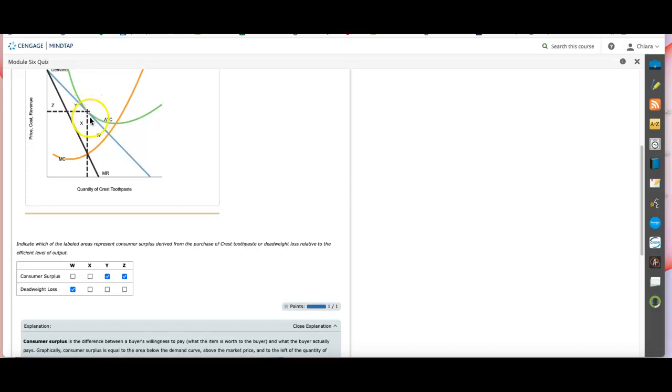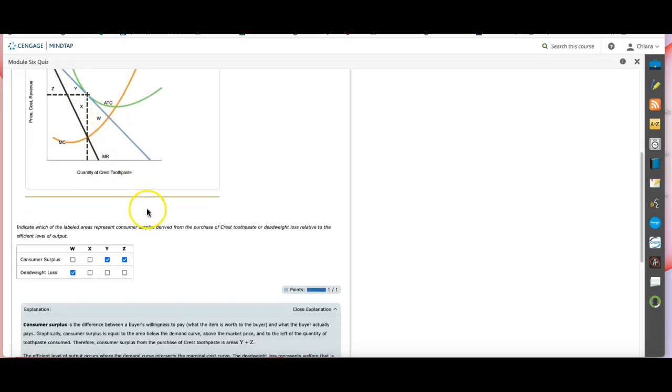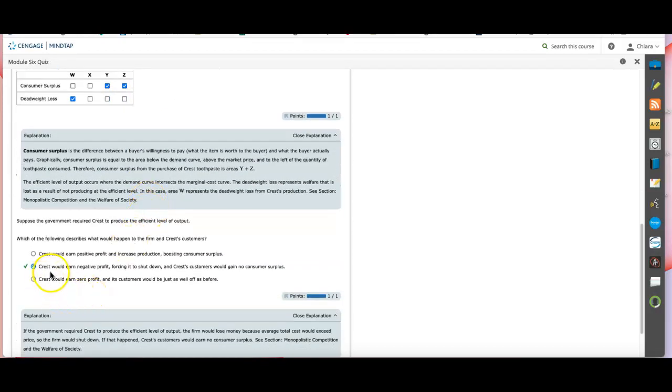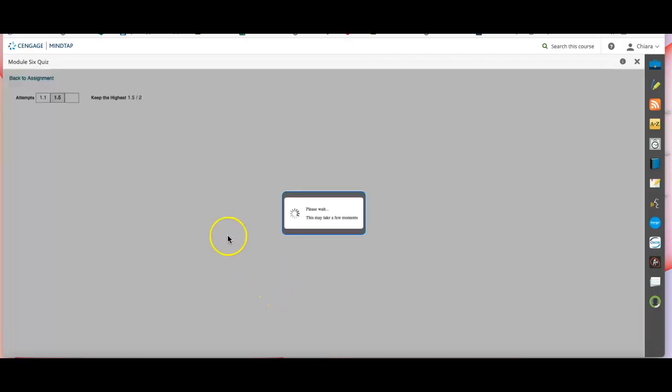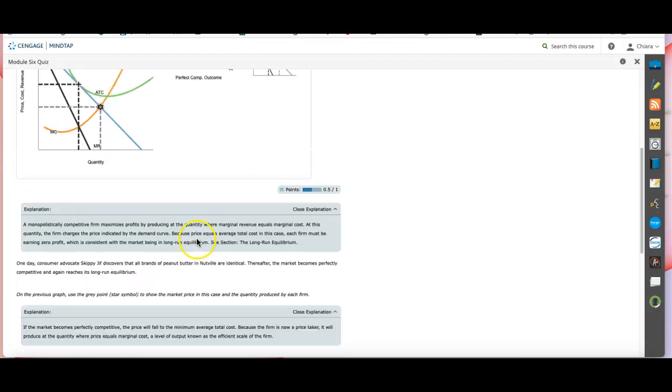And then from there, the price is always going to be below the average total cost for the next section of the demand curve. So at any quantity that is greater than where marginal cost intersects marginal revenue, the firm is going to experience a loss. There's not going to be a profit. So the correct answer would be that Crest would earn a negative profit. There would be no consumer surplus simply because there would be no market for that firm, which would exit. So if we continue here, you can go to the next question.